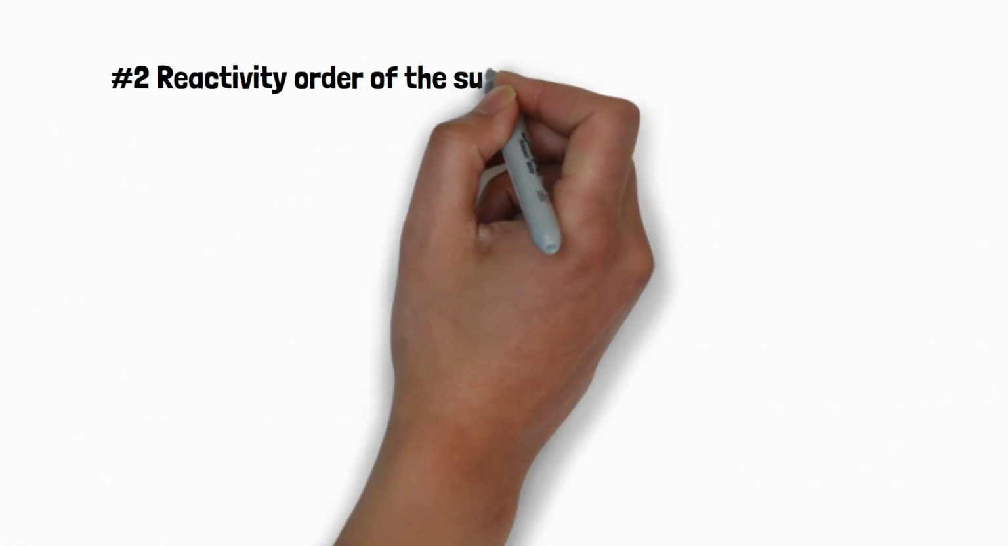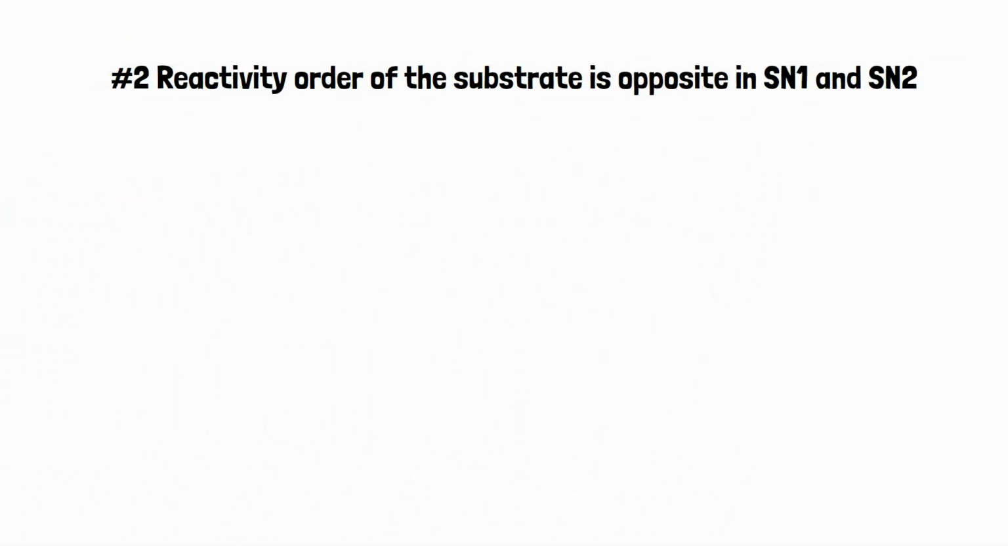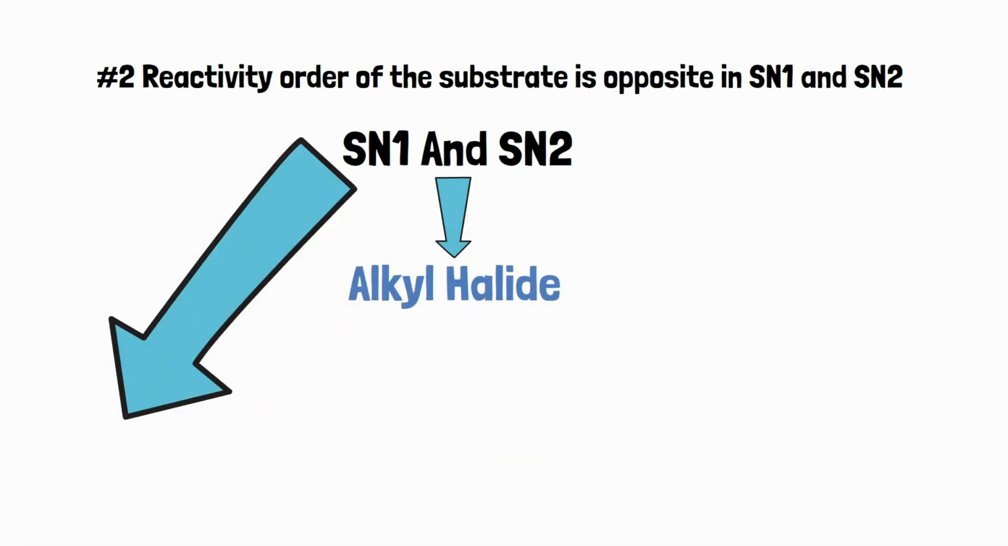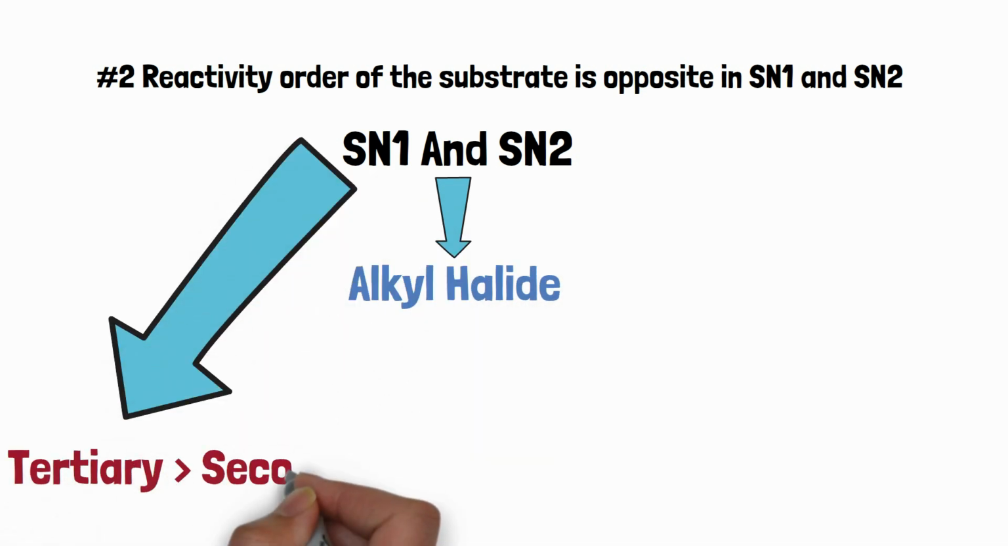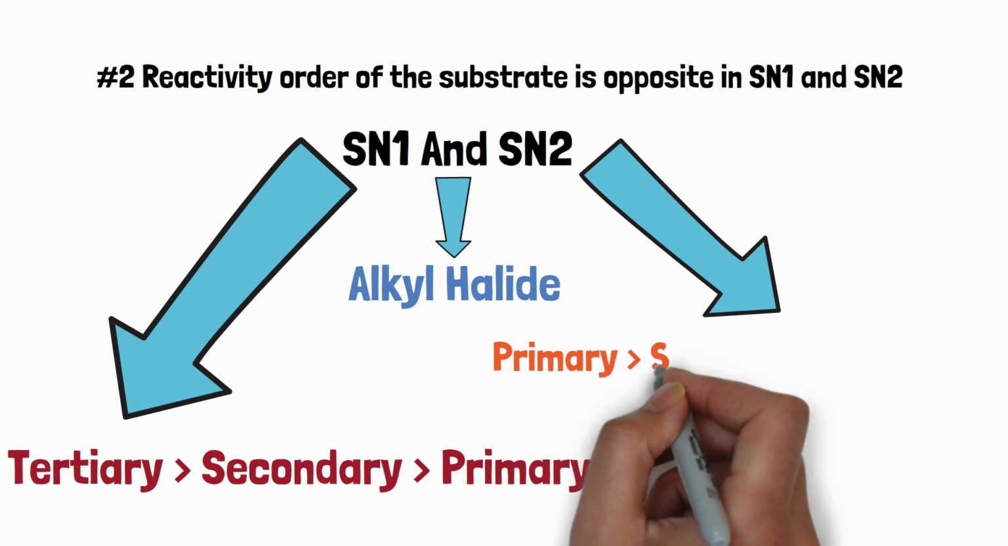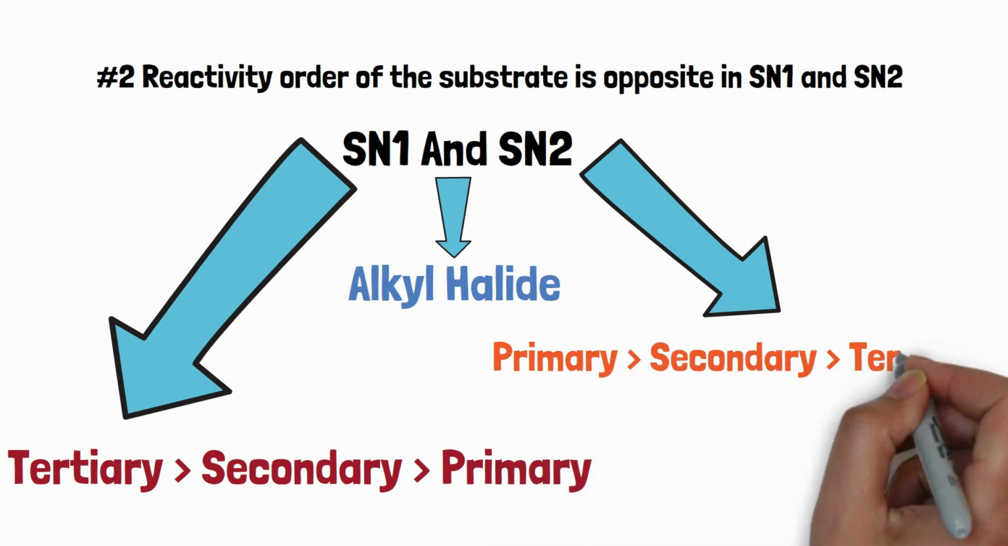Number 2, reactivity order of the substrate is opposite in SN1 and SN2. Both in SN1 and SN2 reactions, the substrate involved is alkyl halide. In case of SN1 reactions, the reactivity of alkyl halides decreases from primary to tertiary. On the contrary, reactivity of alkyl halides increases from primary to tertiary when it comes to SN2 reactions.